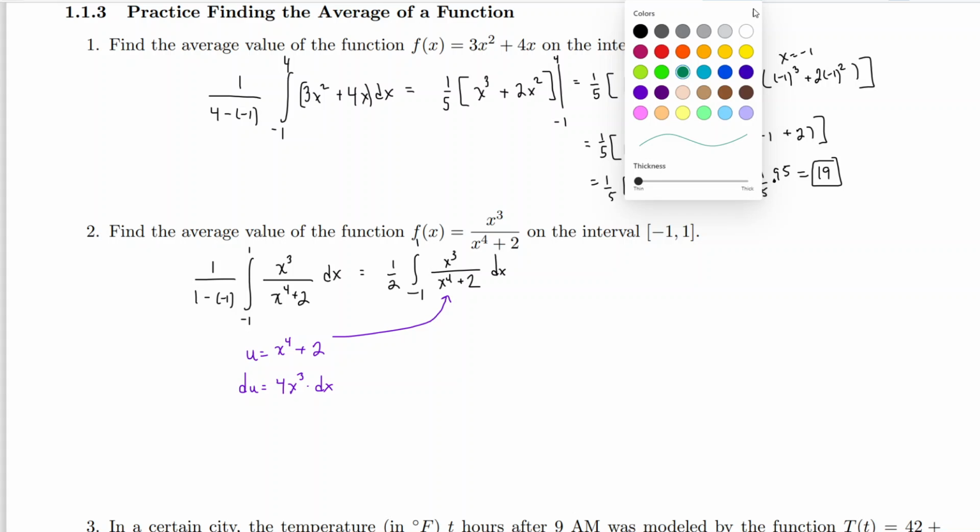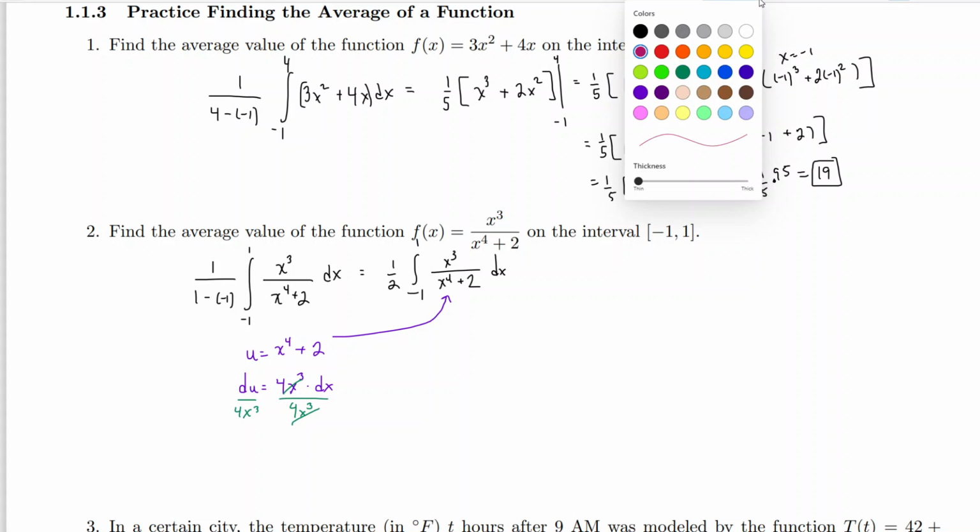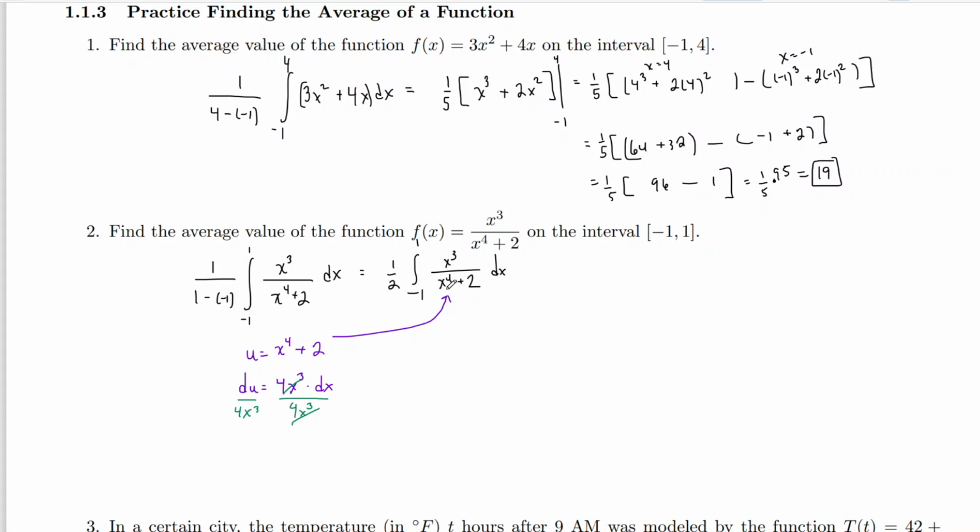And the way I do it, at least, is I solve for dx. We divide by 4x cubed on each side, and then we plug in. We're going to plug in what u is, which is right there. We're going to plug in for dx, du over 4x cubed.